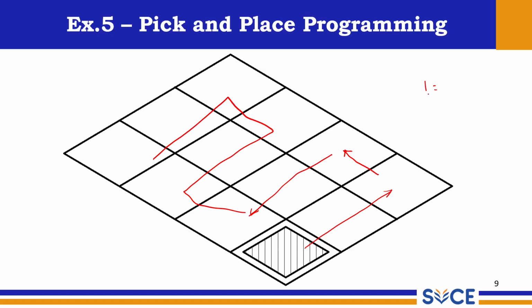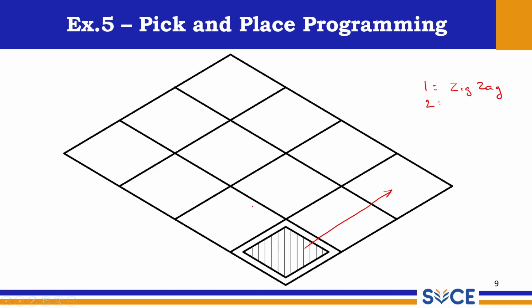Now pattern 2. Pattern 2 means, I'll erase. From here we started, so I'll just make it zigzag. Pattern 2, left to right. Clear? Again, from here the robot will migrate to here. So left to right. From here, left to right. From here, left to right. Likewise when it goes, this is called the second pattern.